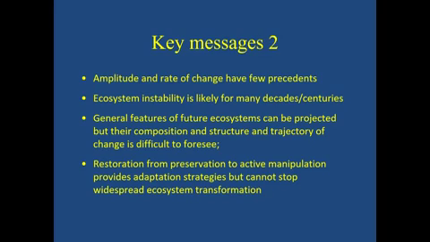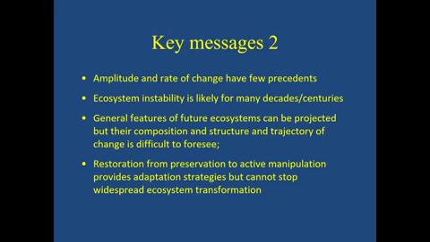Key message 2, the amplitude and rate of change have few precedents. We're going back to millions of years ago in terms of climate. Nothing like this has been seen for millions of years. Ecosystem instability is likely for many decades and centuries and will be increased because of human activity on the landscape, whatever that may be: logging, agriculture, increased forest fire occurrence, building of human settlements, conversion.